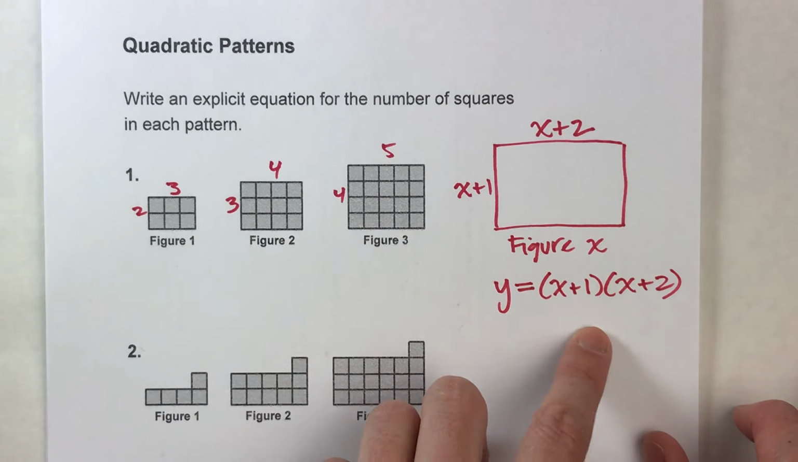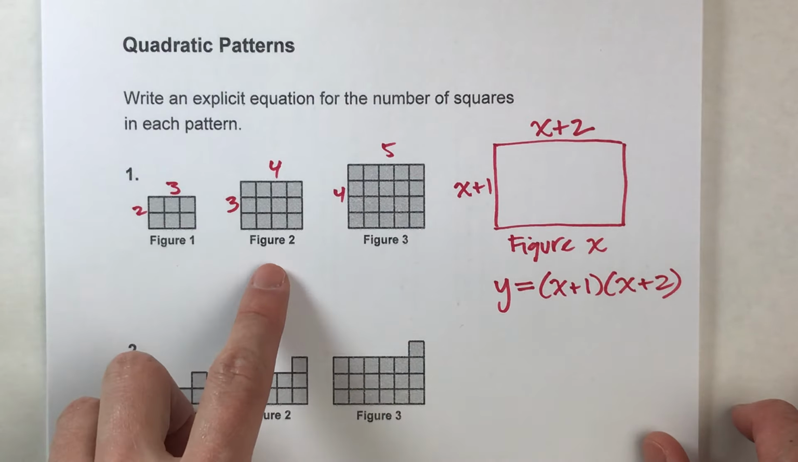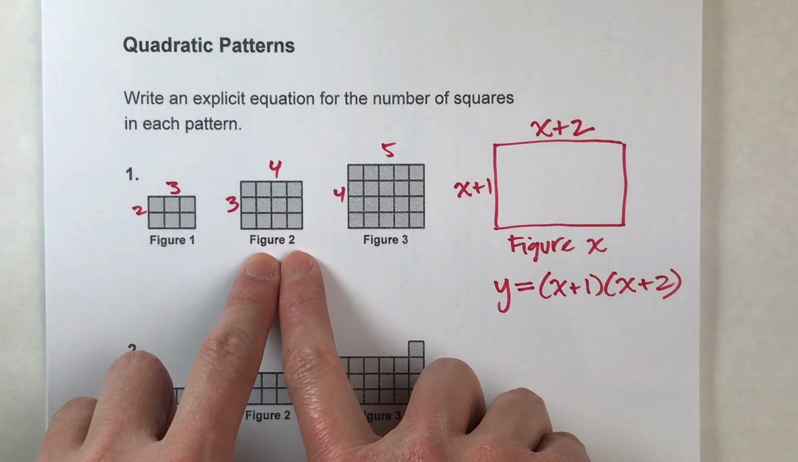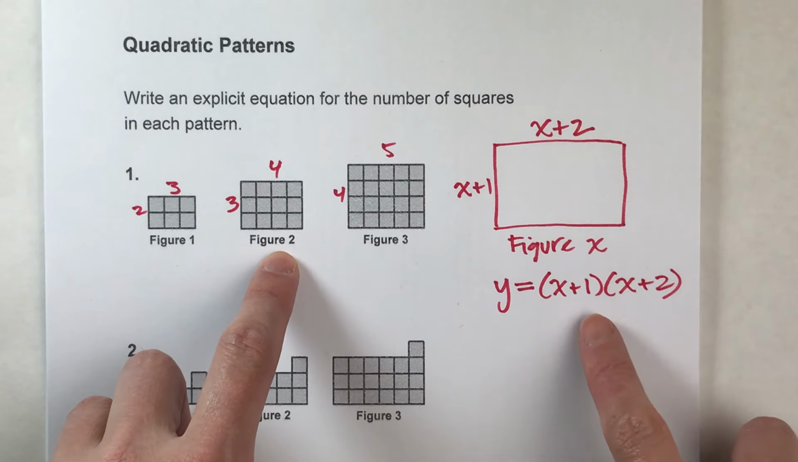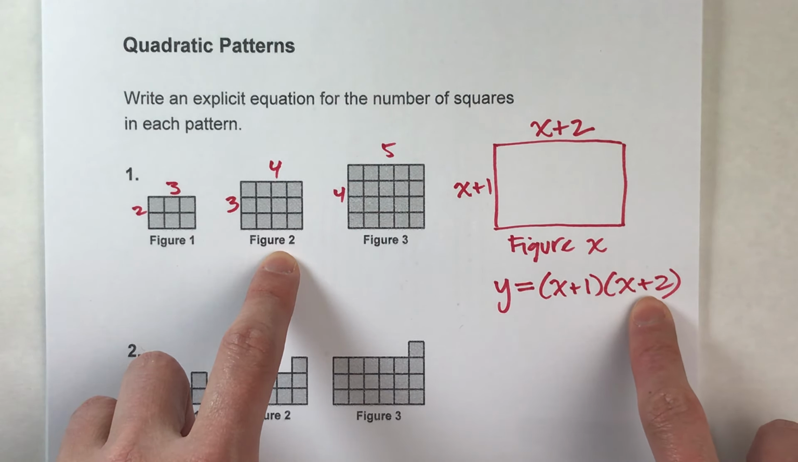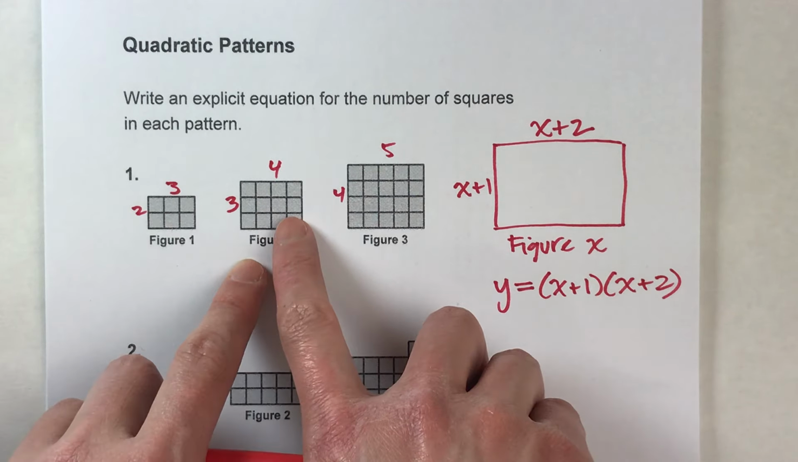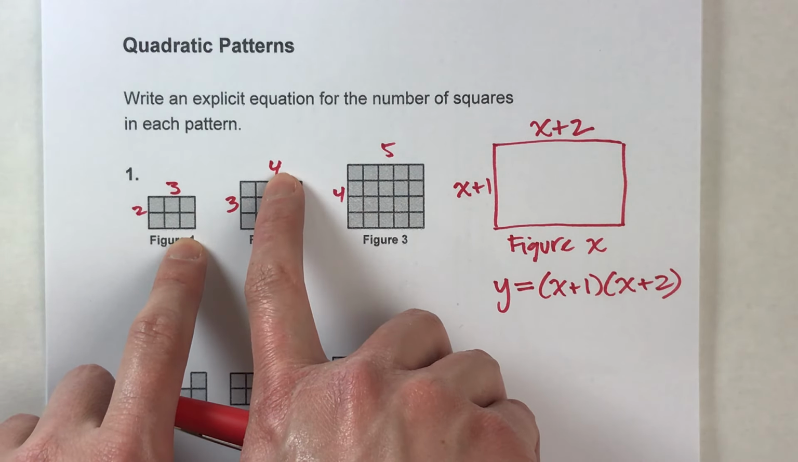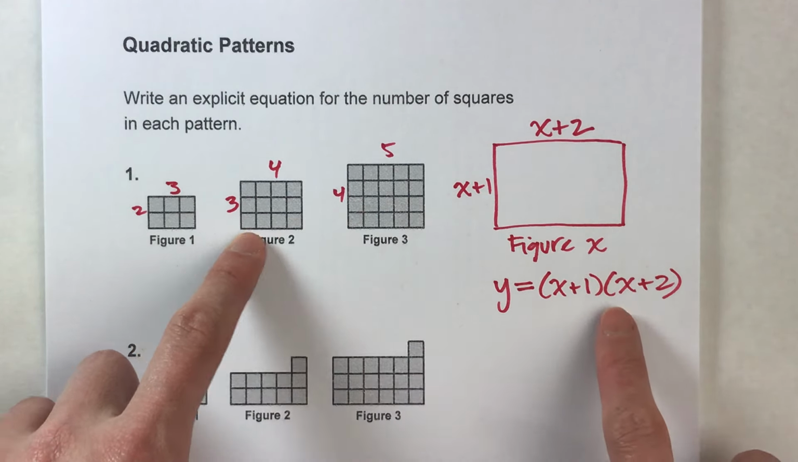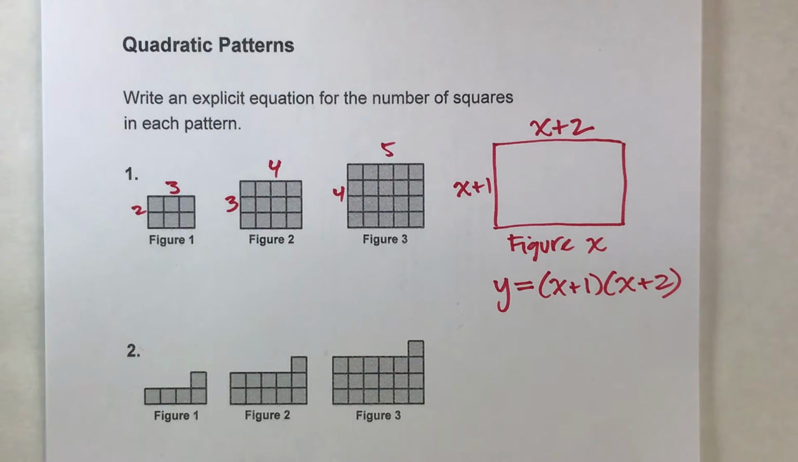Now, you can always check to see if this actually works by picking one of these figure numbers and seeing if the equation gives you the exact same figure. So let's pick figure 2. For figure 2, I'm going to put 2 in for x. 2 plus 1 is 3. 2 plus 2 is 4. So this is saying the number of squares is equal to 3 times 4. And if you look over here, 3, 4. 3 times 4 is 12. That would give me the number of squares there. It matches up.